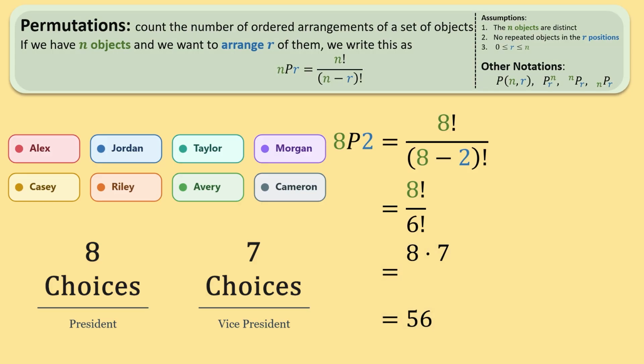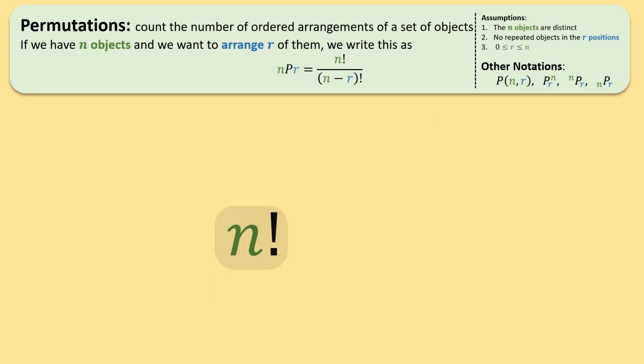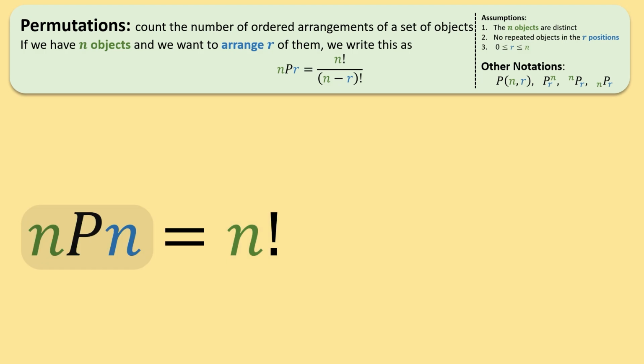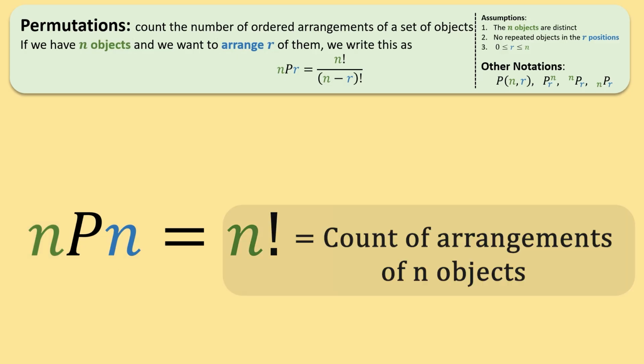So, permutations are used when order matters. They let us count the number of arrangements of all or a subset of objects. n factorial is also the same as nPn. That is because if we are choosing n objects and arranging all n of them, we are just counting all possible arrangements of the full set of n objects.